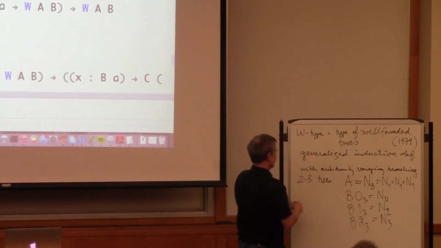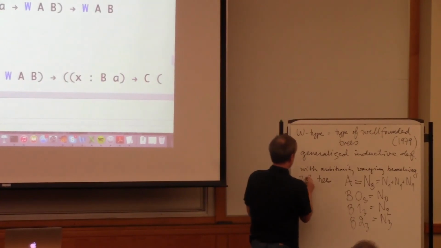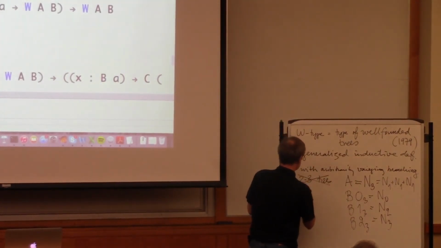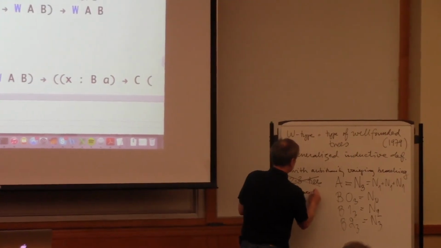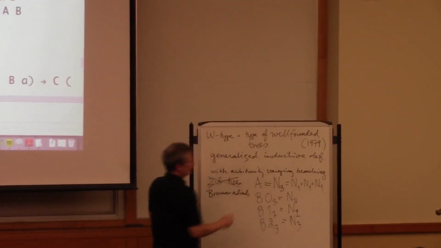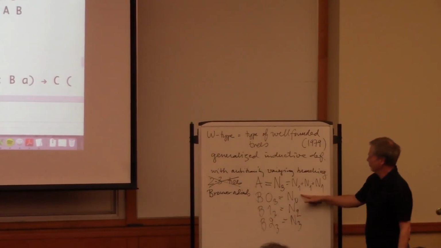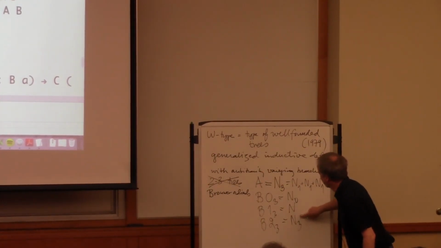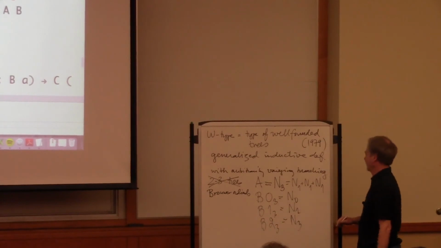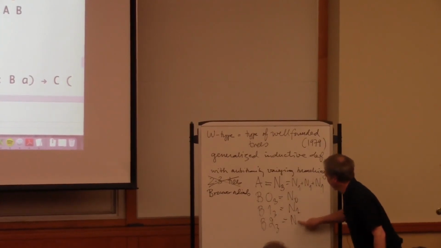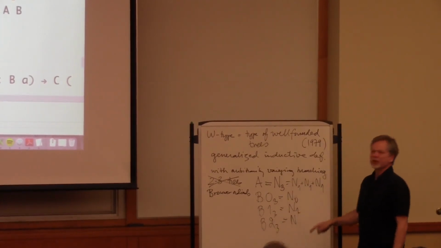So if we take instead the Brouwer ordinals, there are also three constructors. There is the 0, which is a leaf. There is the successor, which has 1 kid, and there is the limit, which has an infinite number of kids.